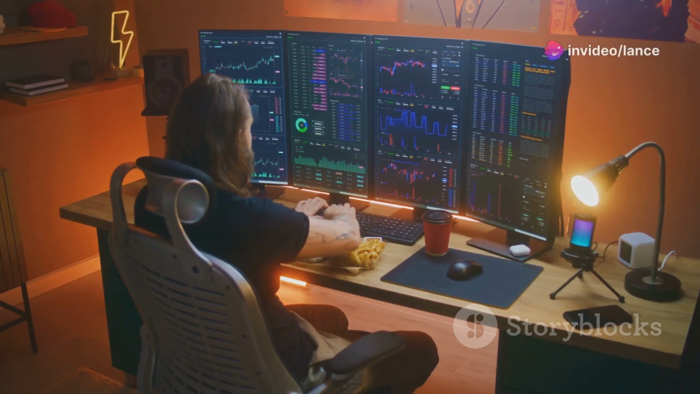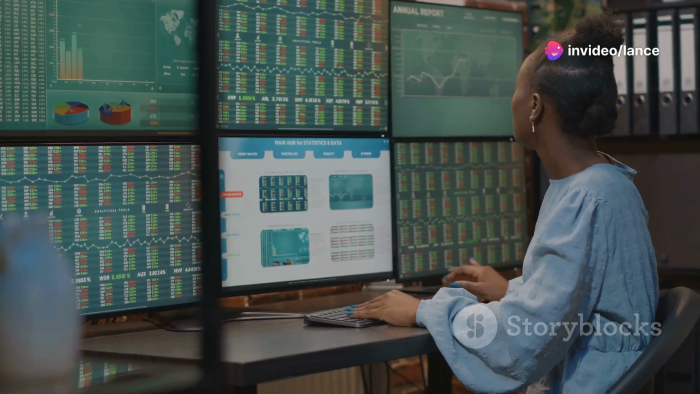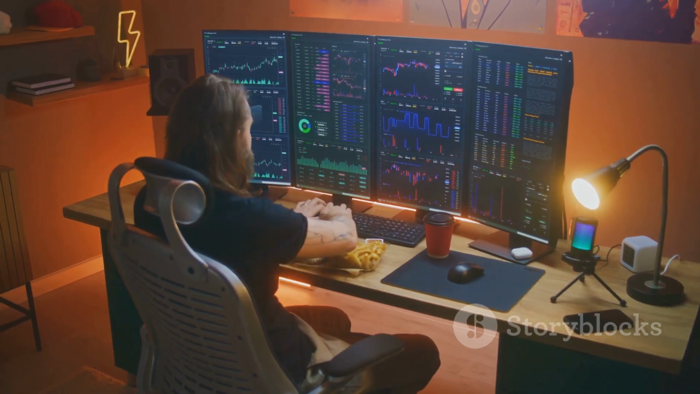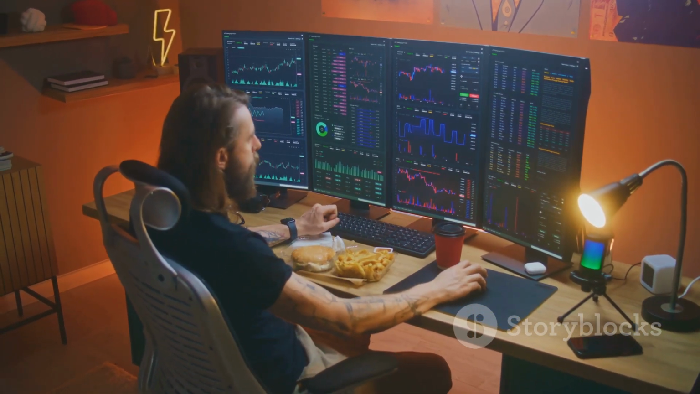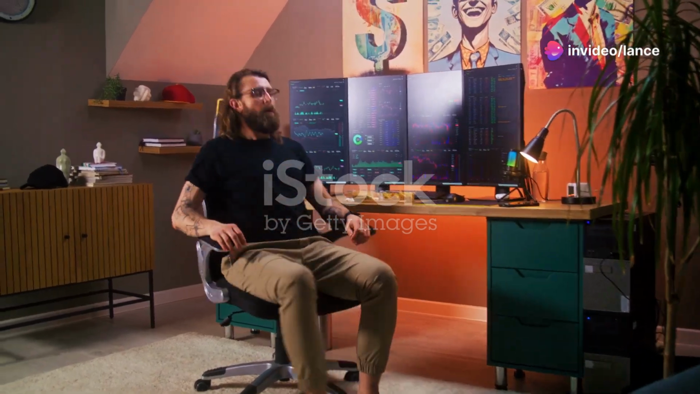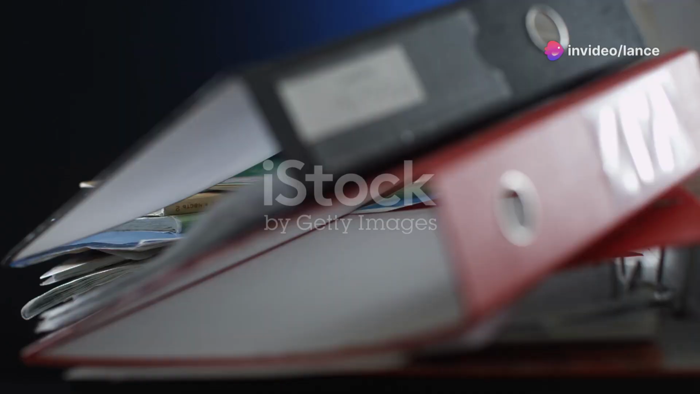Having a well-defined trading plan helps you stay disciplined and consistent, which is crucial for long-term success in Forex trading. It prevents you from making emotional decisions based on fear or greed. Review your trading plan regularly and make adjustments as needed based on your performance and changing market conditions. It's not set in stone, it's a living document that evolves with your trading journey.